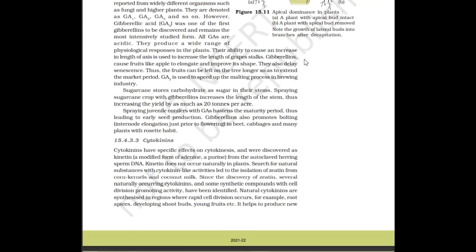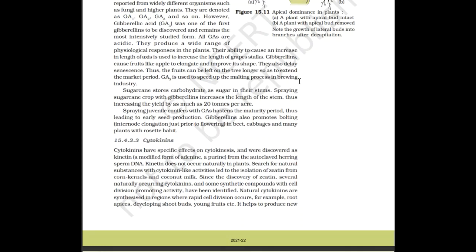Their ability to cause an increase in the length of the axis is used to increase the length of grape stalks. Gibberellins cause fruit like apple to elongate and improve its shape. They also delay senescence, thus the fruit can be left on the tree longer so as to extend the market period. Gibberellic acid 3 is used to speed up the malting process in the brewing industry.